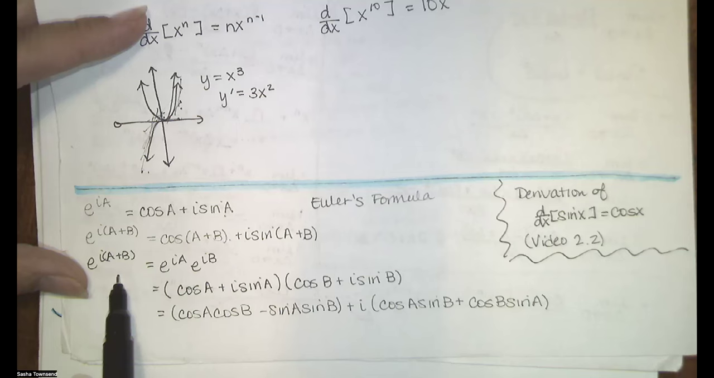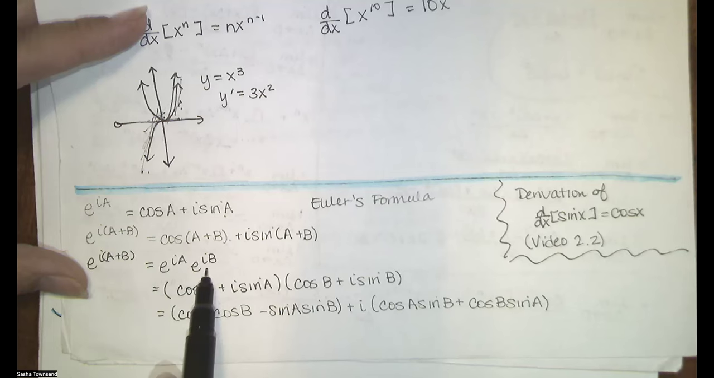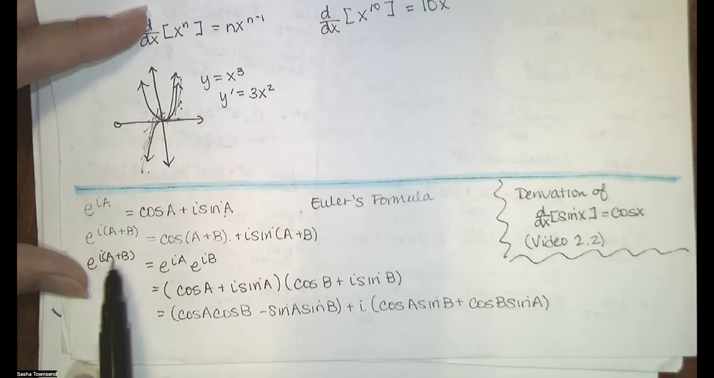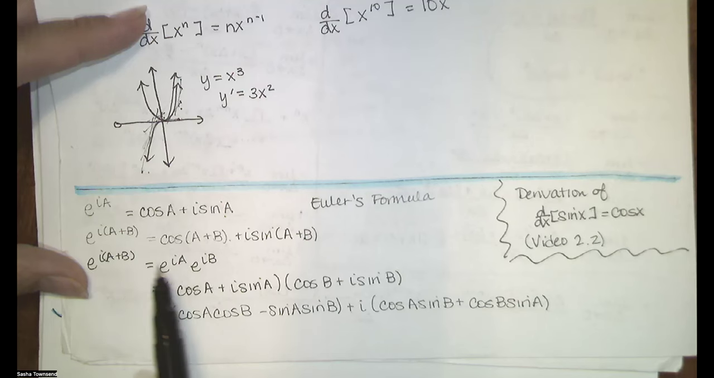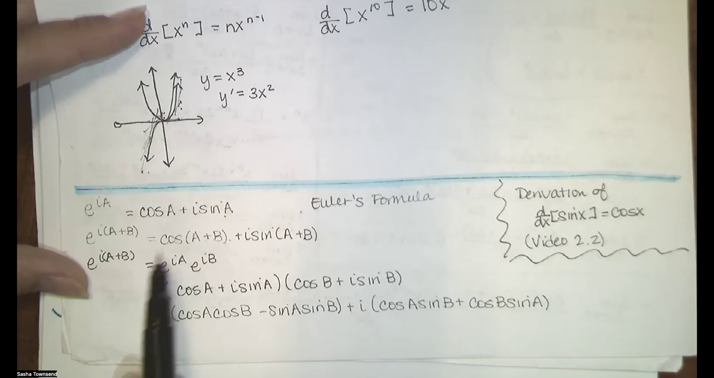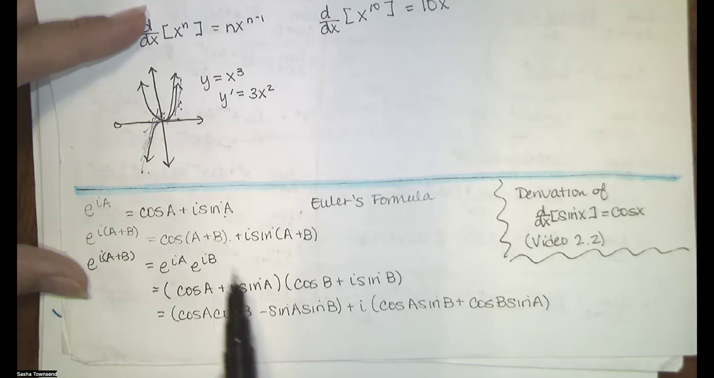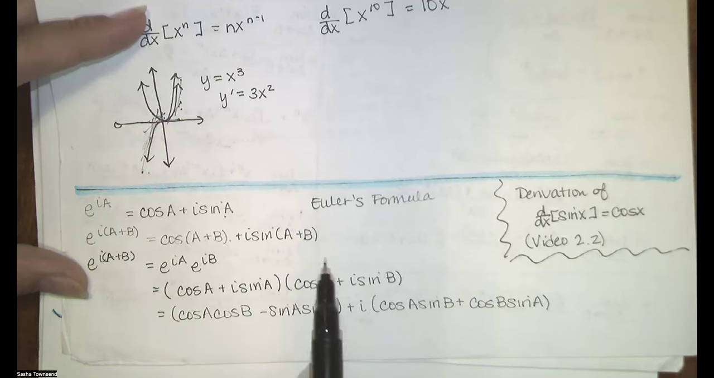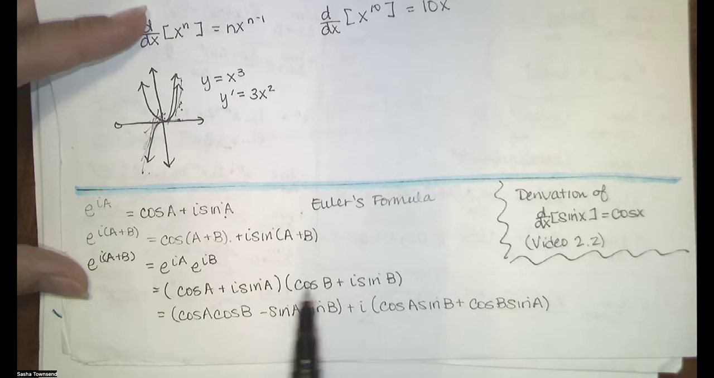Now, we remember that if we want to multiply two exponents that have the same base, all we have to do is add the exponents. So an alternate form of writing e to the I times a plus b is e to the IA times e to the IB. E to the IA can be written this way, just applying Euler's formula once. And then e to the IB can be written this way, also applying Euler's formula. So I've got this times this.